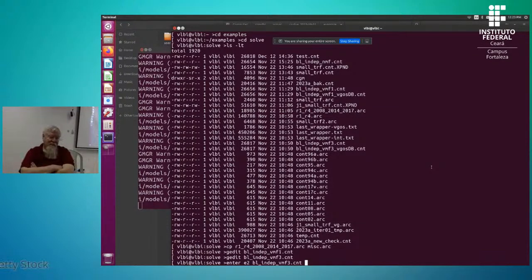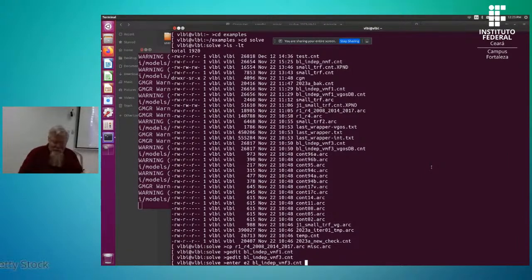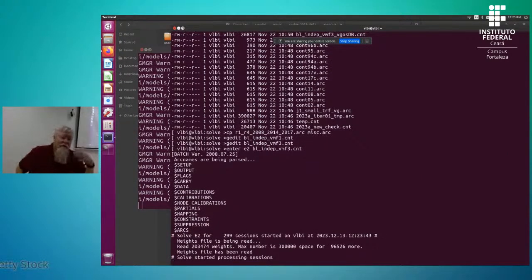What's the difference between the mapping functions? They are both mapping functions by the University of Vienna. VMF3 is supposed to be better, with slight differences. So we're going to run it on 300 sessions and see if it really is.